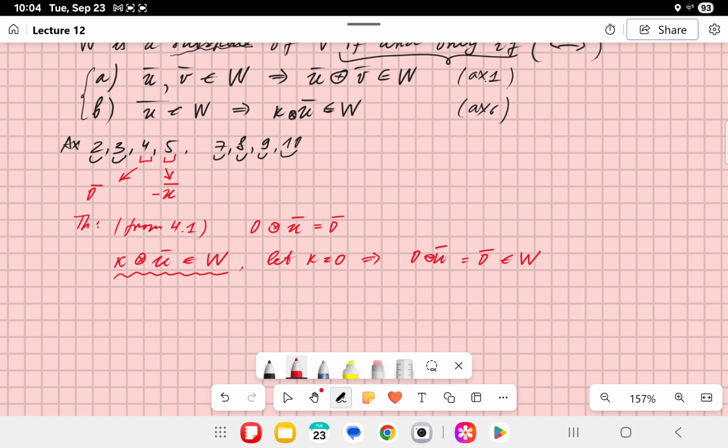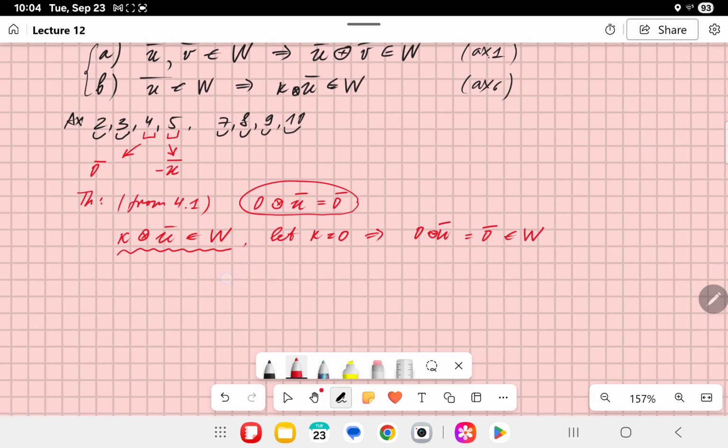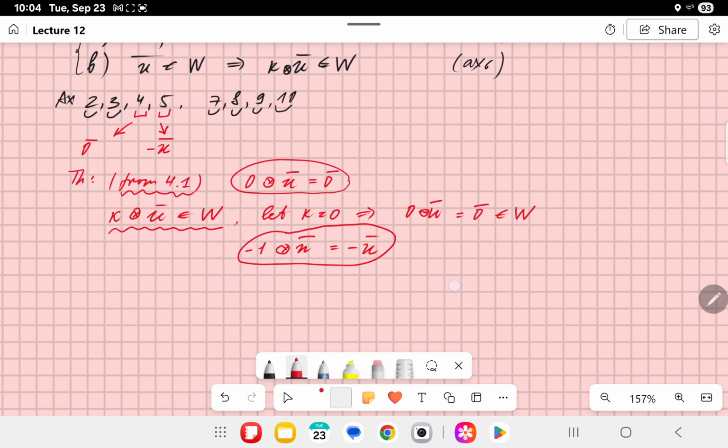How do we check for inverse? I'm going to use a part from the same theorem. So that was part of the theorem, right? Another part of the theorem, again from the very same theorem of 4.1, was that -1 scalar multiplication by U is actually the inverse of U. That was one of the things we proved. Well, I'm going to prove it the same way.